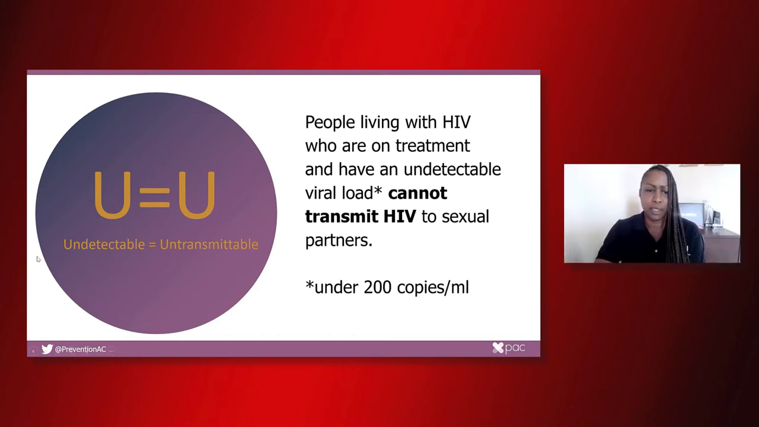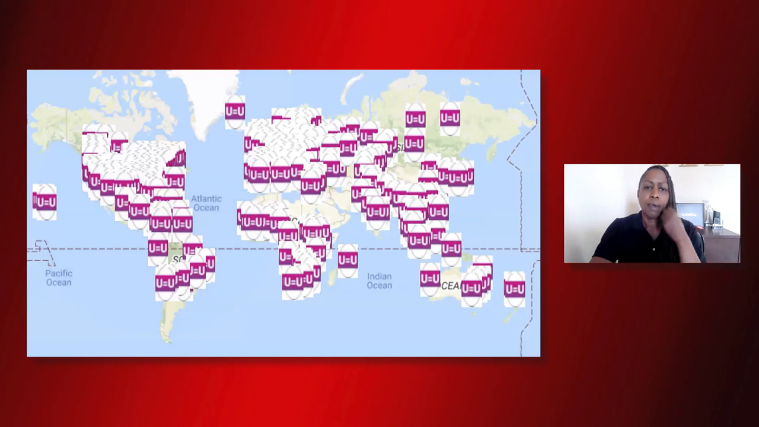All right, so U equals U. Undetectable equals untransmittable. What does that mean? People living with HIV who are in treatment and have an undetectable viral load cannot transmit HIV to their sexual partner, and that's under 200 copies. Next slide, Cam. So U equals U Prevention Access is global, and we have over 1,000 partners and over 100 organizations that have signed on. Next slide.